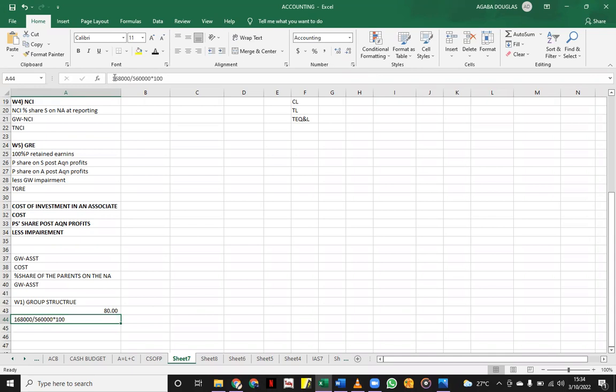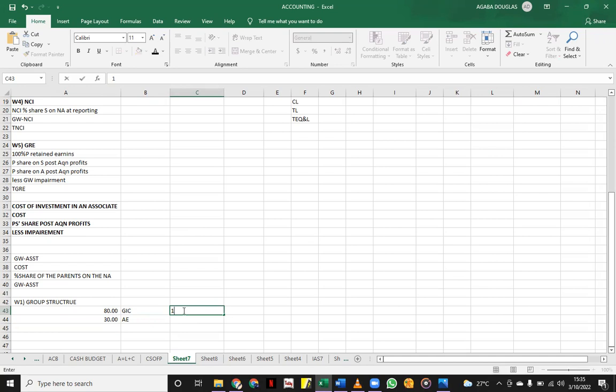Okay, sorry. So we have 80 and 30. The 80 is for GAD insurance company, and the 30 is for American Express. By what I talked about in our definition at the start of today's class, I said if we have between 20 and 50, that is an associate, and if we have beyond 50, that is a subsidiary. So we know by now that GAD insurance company is a subsidiary.